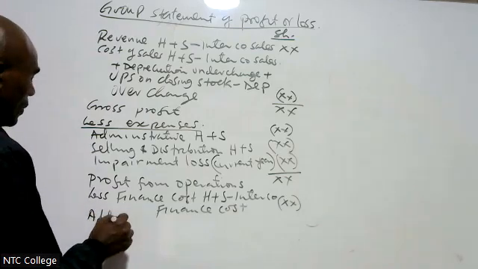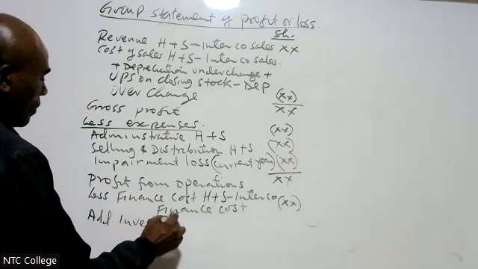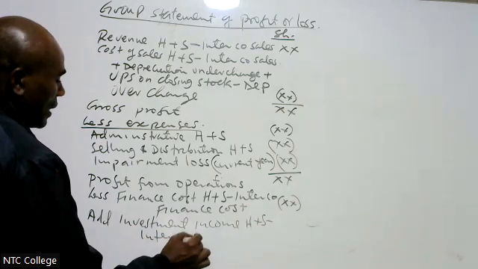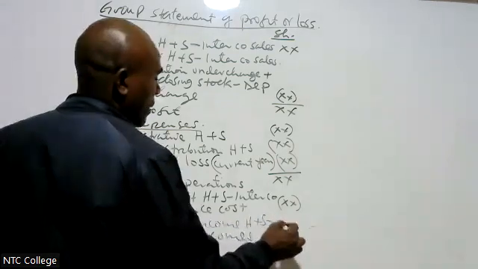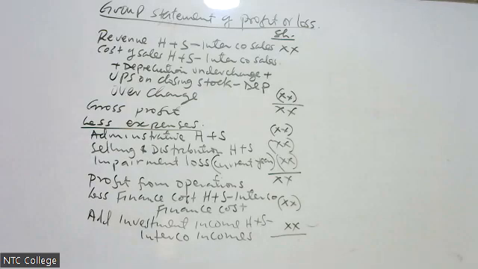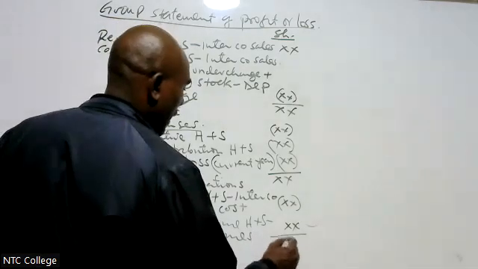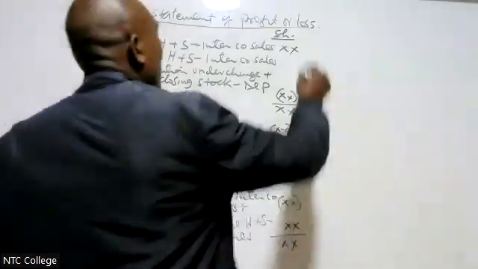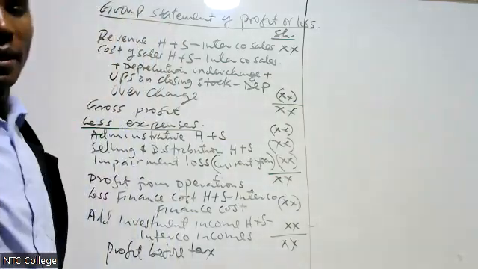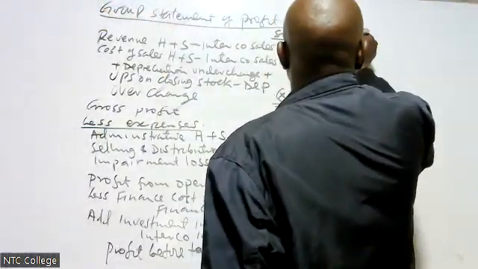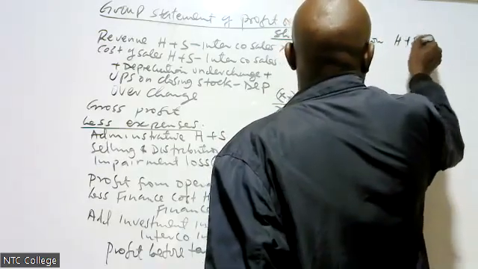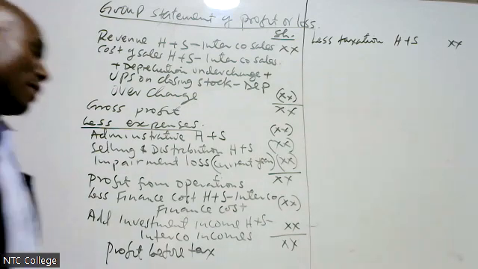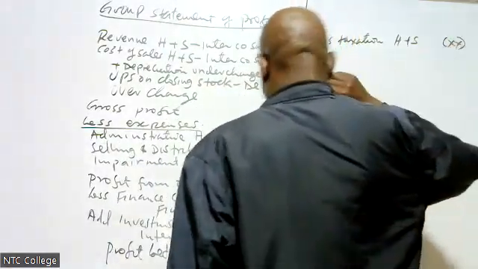Then I come to add investment income, H plus S minus intercompany incomes. Then after that, I get profit before tax. After I get profit before tax, then I come to less taxation, H plus S.